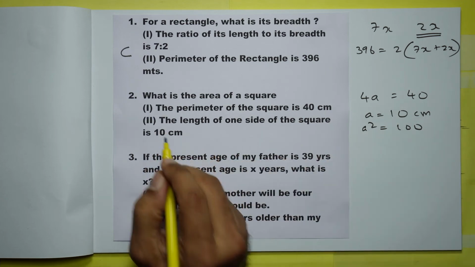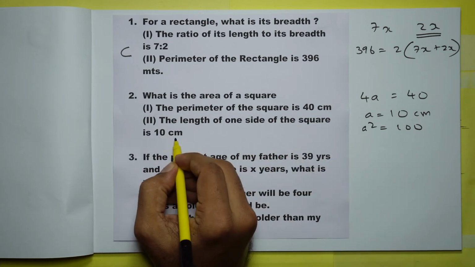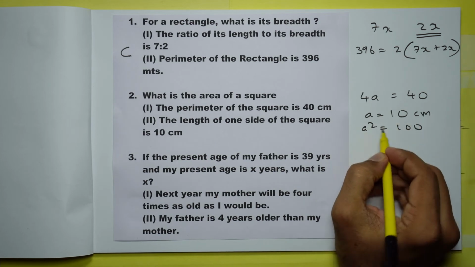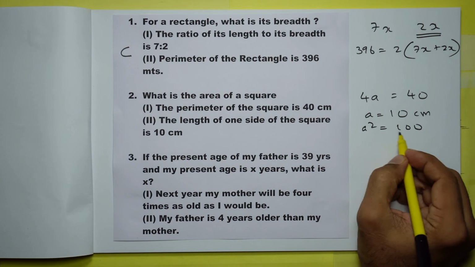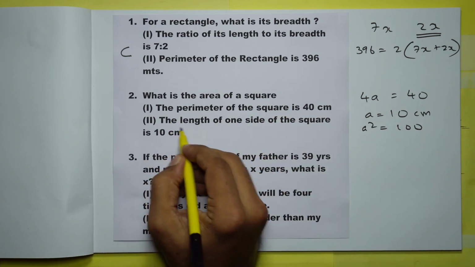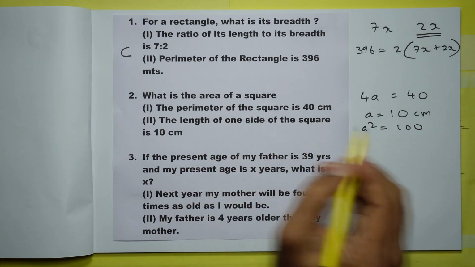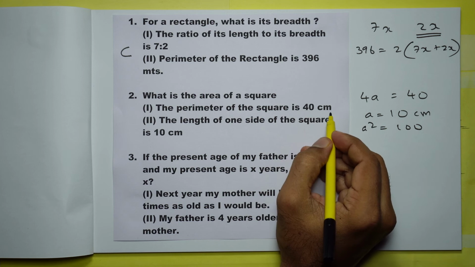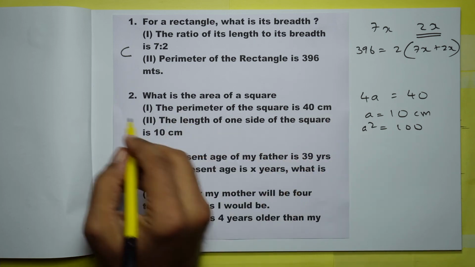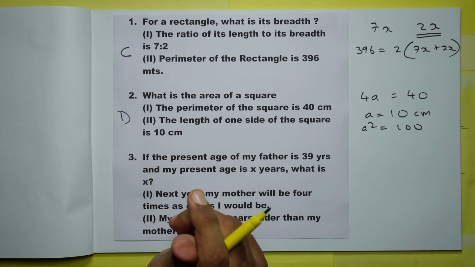Now look at the second statement. The length of one side of the square is 10 centimeters. That is a equal to 10. Then again you will get a squared. The area of the square is 10 into 10, 100. So first statement alone will do. Second statement alone also will do. You will get the exact area of the square to be 100 square centimeters. So either of the statements is sufficient. Hence D is the right answer.